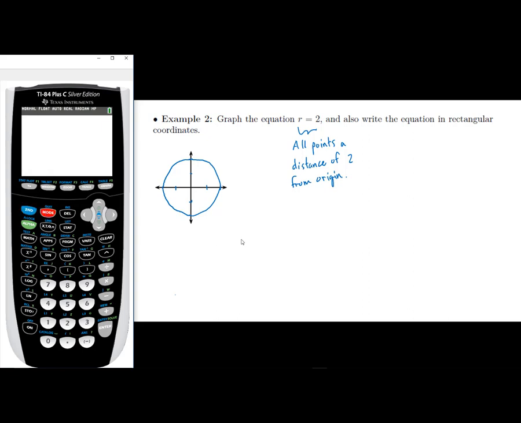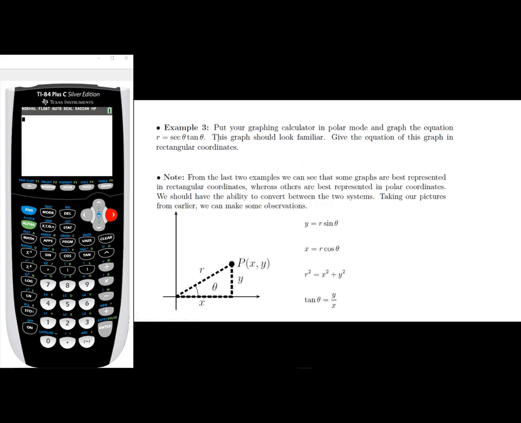All right. Now, so we have the equation r equals 2 gives us a circle. Let's take a look at a more complicated equation in polar coordinates. All right, so that's going to be here in example 3. So it says we're going to look at r equals the secant of theta times the tangent of theta. Okay, let's see what that looks like.